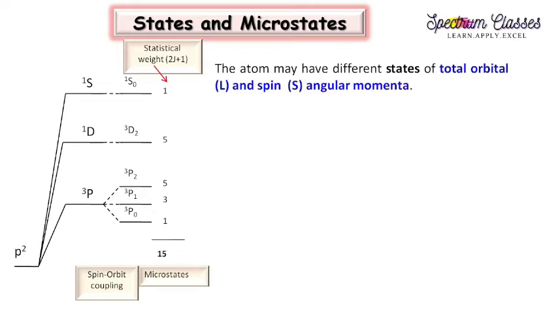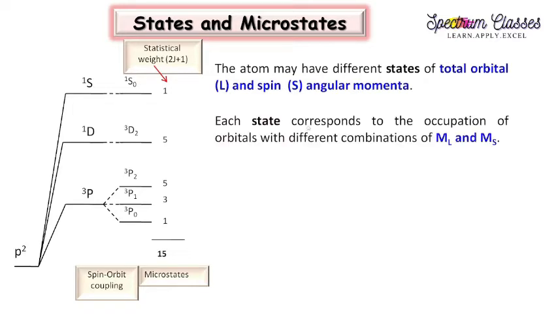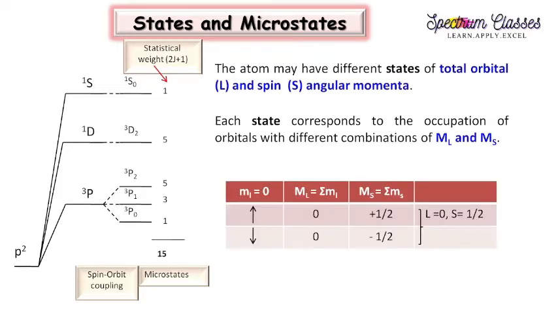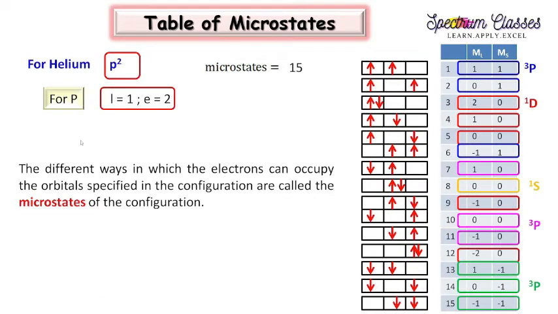So what is called a state and what is called a microstate? The atom may have different types of states of total orbital and spin angular momenta. Each state corresponds to the occupation of orbitals with different combinations of capital ML and capital MS. And by considering these two, one can write the microstate. In this manner, we can say the different ways in which the electrons can occupy the orbitals specified in the configuration are called microstates of the configuration.